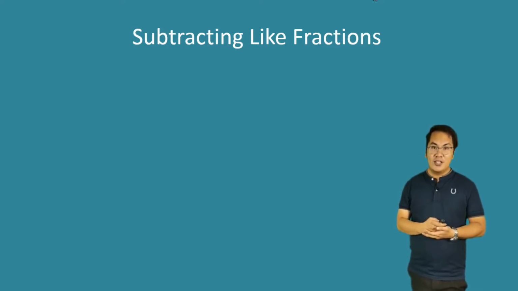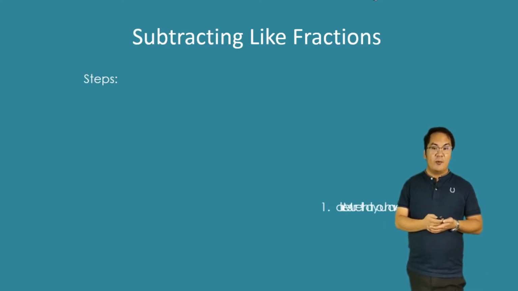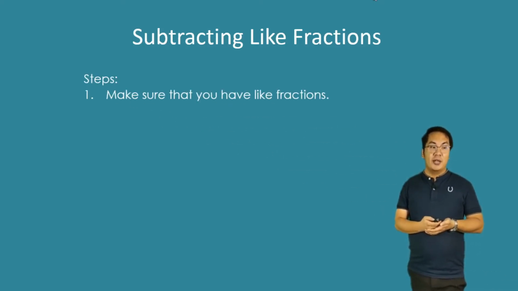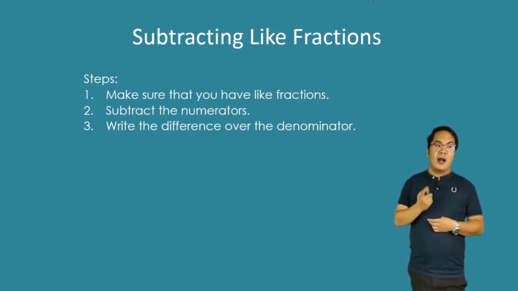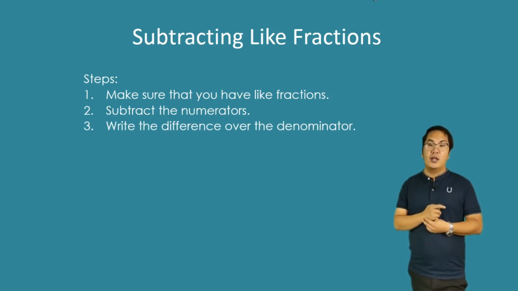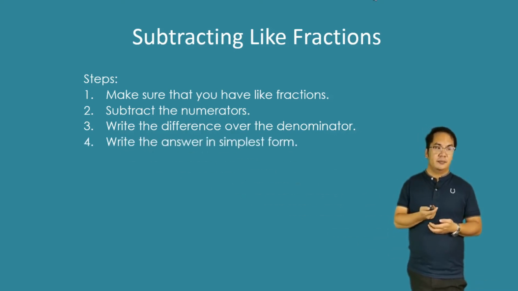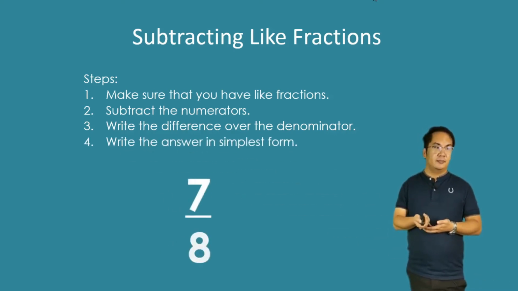Subtracting like fractions. Step 1. Make sure that you have like fractions. Second, subtract the numerators. Third, write the difference over the denominator. Fourth, write the answer in the simplest form.